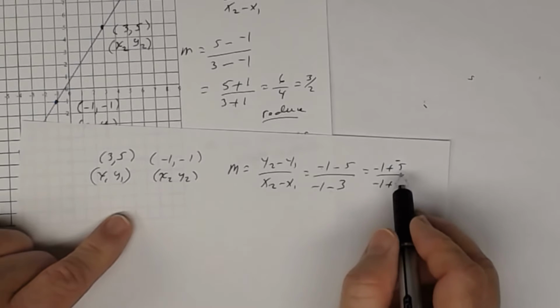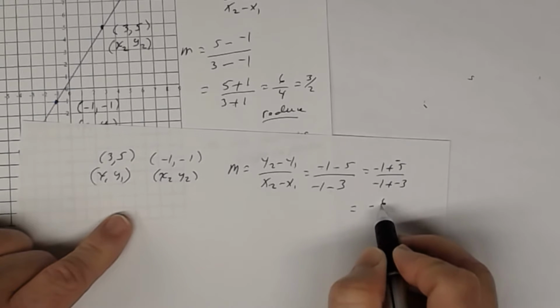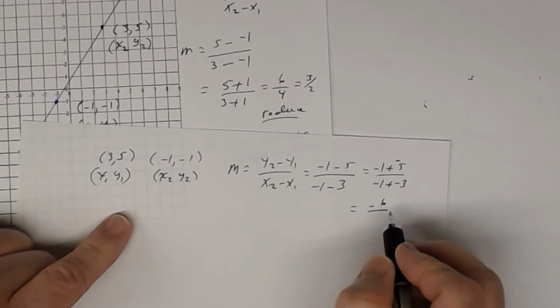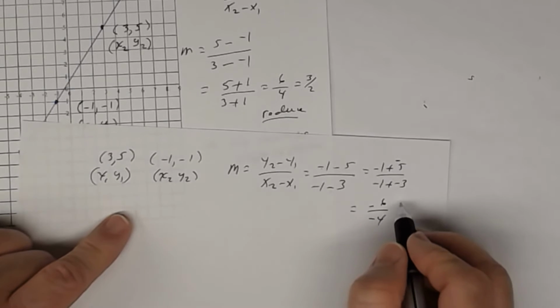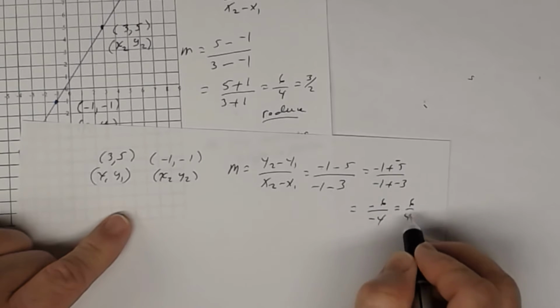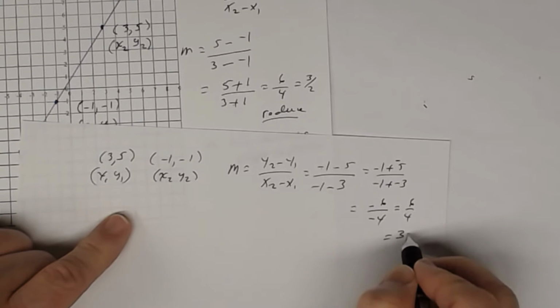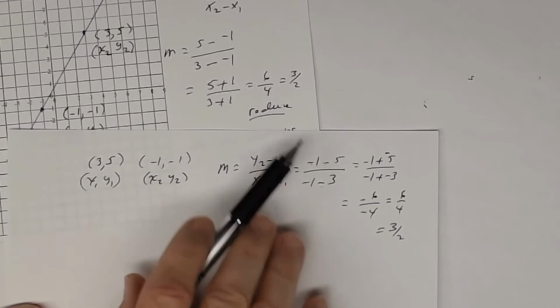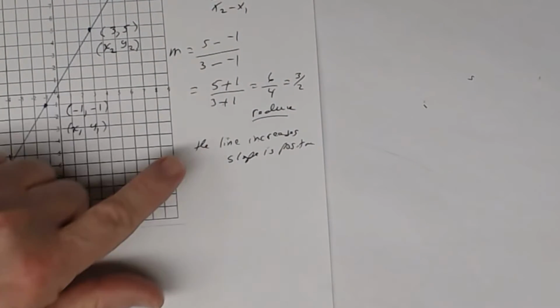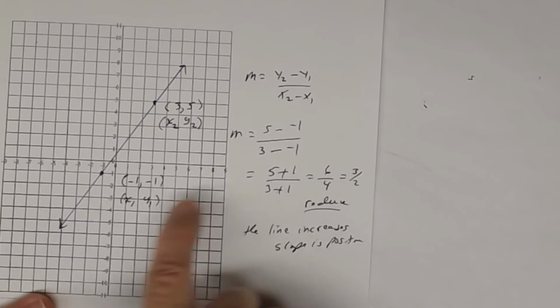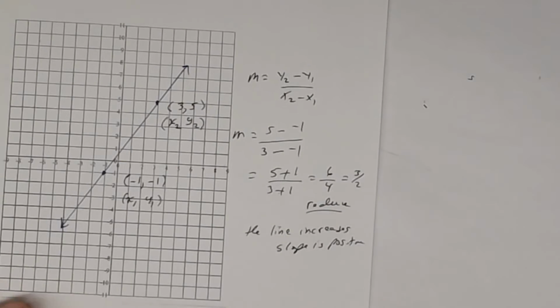A negative 1 plus a negative 5 is a negative 6. A negative 1 plus a negative 3 is a negative 4. A negative divided by a negative is a positive. And then reduced, you get 3/2. So notice you get the same answer, right? All right, so it does not matter. So the slope is positive. Notice it's supposed to be positive because the line is increasing.